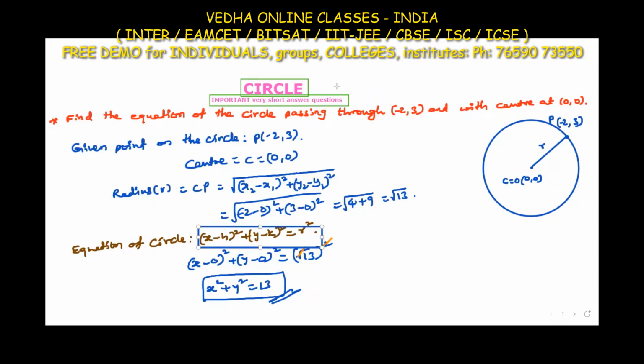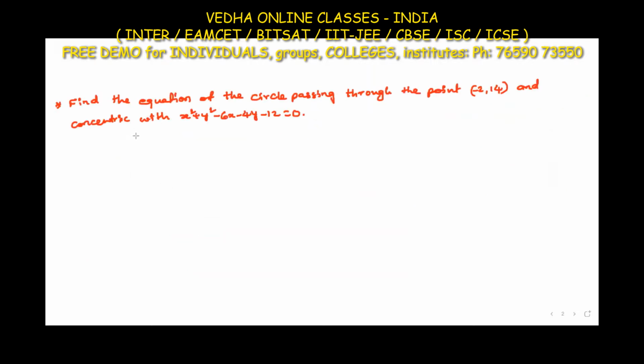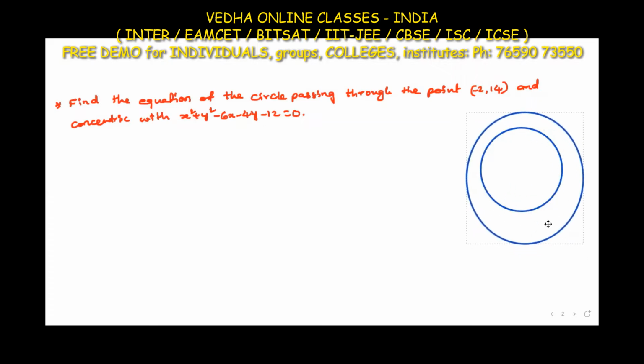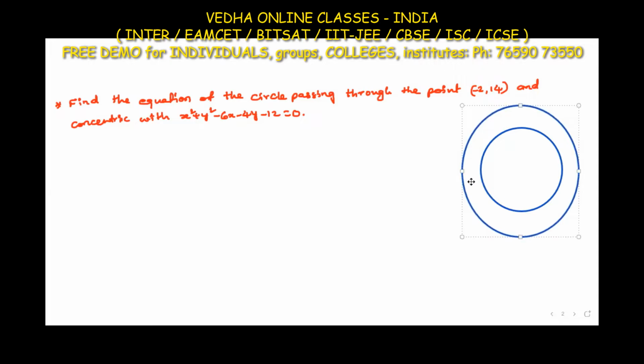Now the next question: find the equation of the circle passing through the point -2 comma 14 and concentric with x square plus y square minus 6x minus 4y minus 12 equal to 0. Concentric circle, what is meant by a concentric circle? Concentric circles mean the centers of both circles are the same. For both of these circles the center is same, but the radius is different.